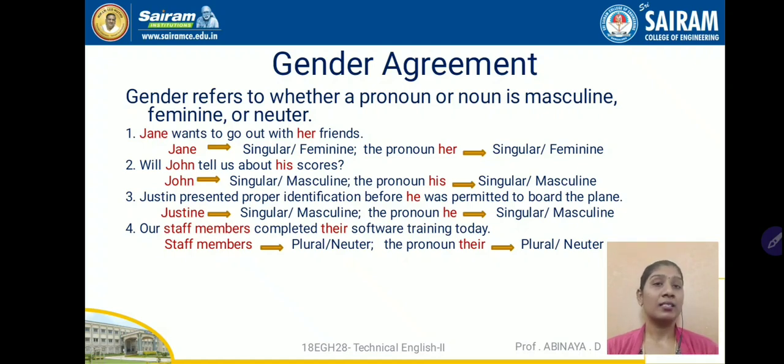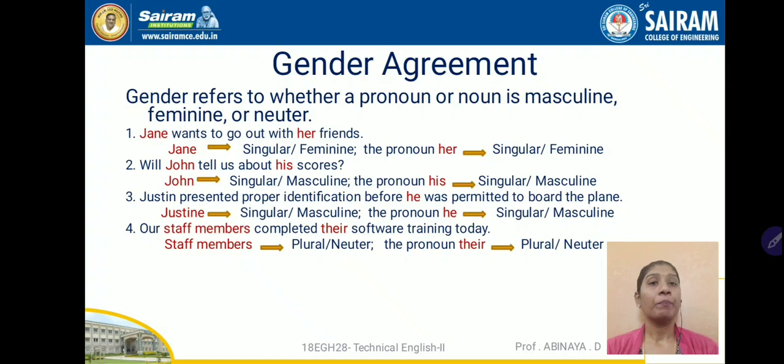Next, third statement. Justin presented proper identification before he was permitted to board the plane. So that he, singular masculine pronoun, was used to substitute Justin. Justin is the noun, singular masculine noun.